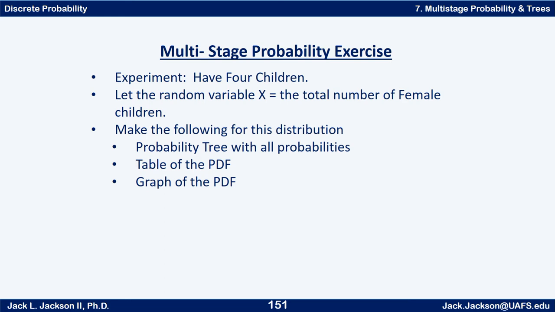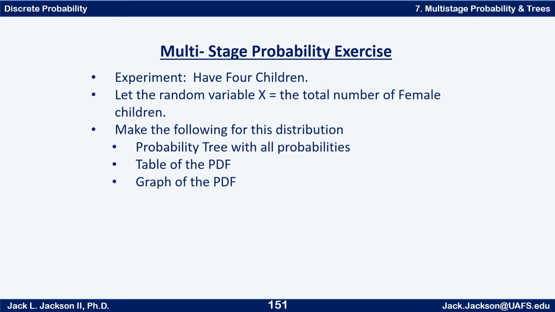And even though we're going to have 4 things, it turns out you can multiply all the probabilities along the path to get the probability of the intersection at the end of the path. So once you have the tree made out, then make a table and graph of the PDF. This may take a minute, but go ahead and do this and come back when you're finished.